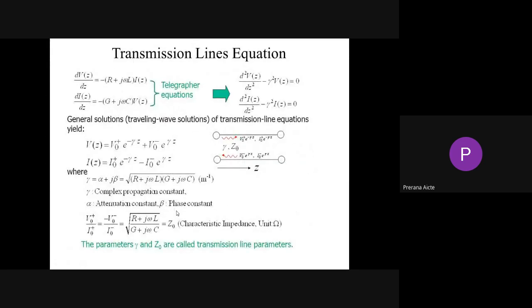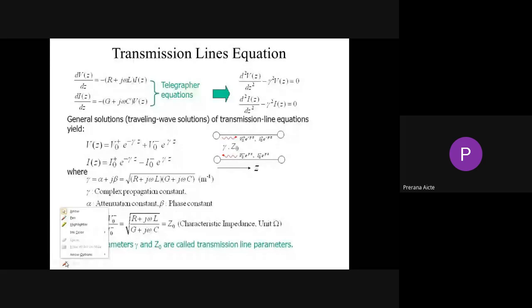Now, the same expression: ∂V/∂z is equal to minus (R plus jωL) into I(z), and ∂I/∂z is equal to minus (G plus jωC) into V(z). So these expressions we can use in the telegraph equations.